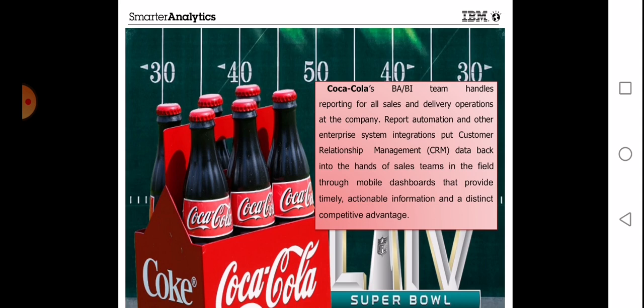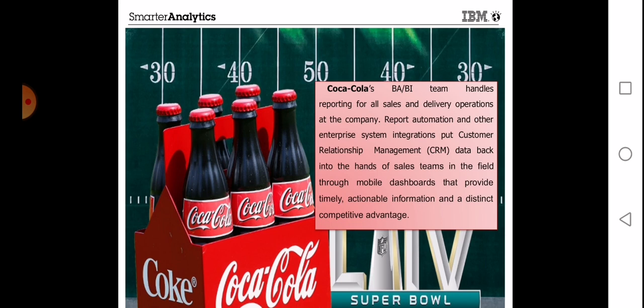Another is Coca-Cola. Coca-Cola's BA or BI team handles reporting for all sales and delivery operations at the company. Report automation and other enterprise system integrations put CRM data back into the hands of sales teams in the field through mobile dashboards that provide timely, actionable information and a distinct competitive advantage.